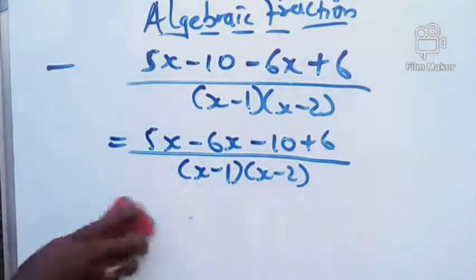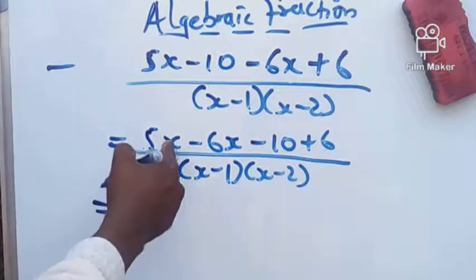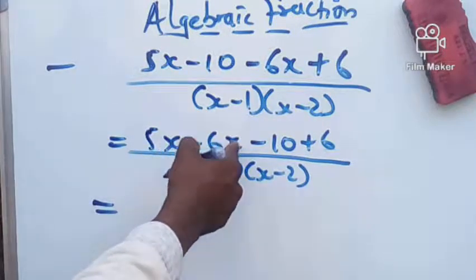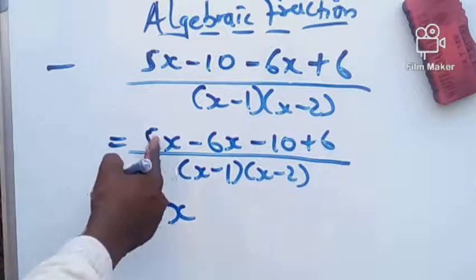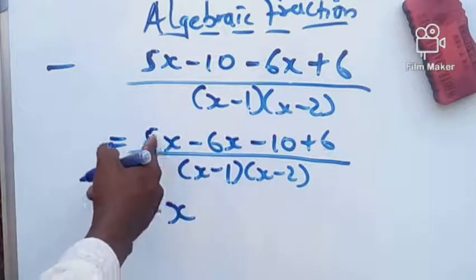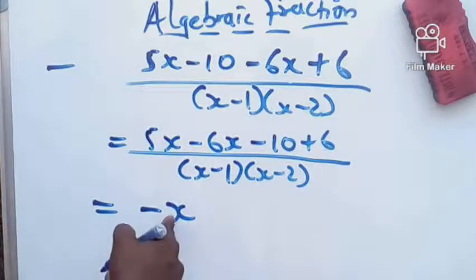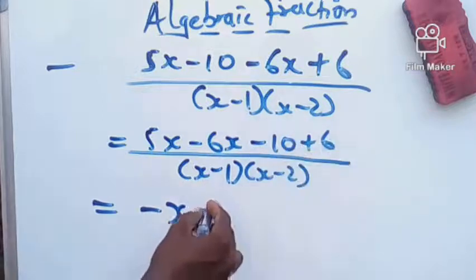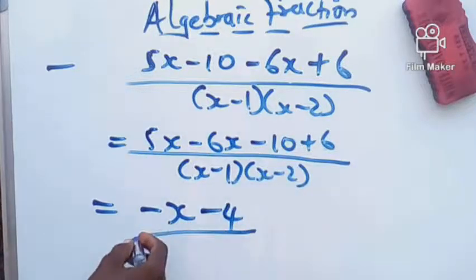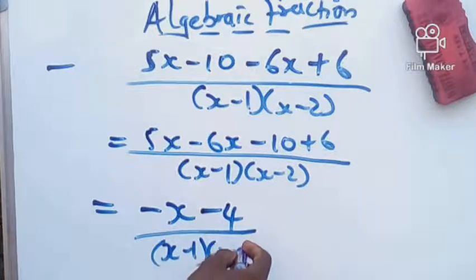So the next stage is still on the simplification process. We go ahead and subtract. 5x minus 6x, we have minus x. Notice that 5 is less than 6, so when you subtract 6 from 5, what will be left is a minus 1. That is why we have minus x. So minus 10 plus 6 will give us minus 4, divided by x minus 1 into x minus 2.